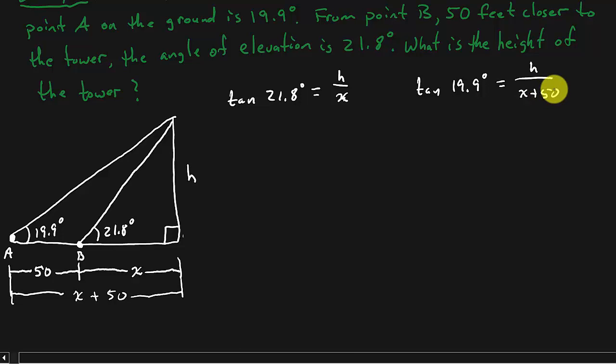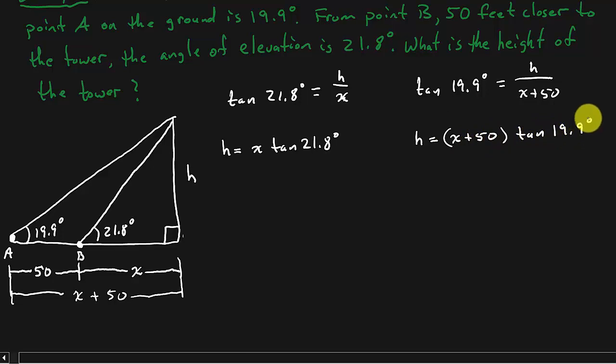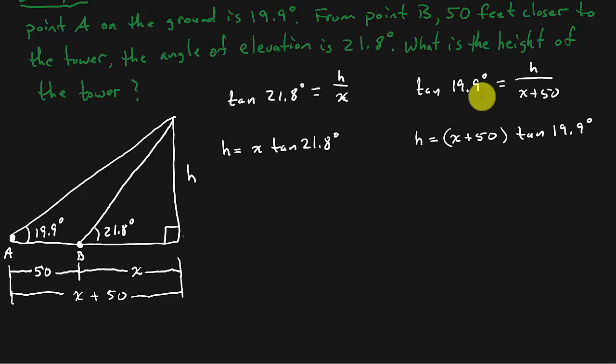All right, so look what we've done here. We've got H is equal to X times tangent 21.8 degrees, and here we've got H is equal to X plus 50 times tangent of 19.9 degrees. So what I did is I took each one of these equations and I solved for H. Well, what good did that do?